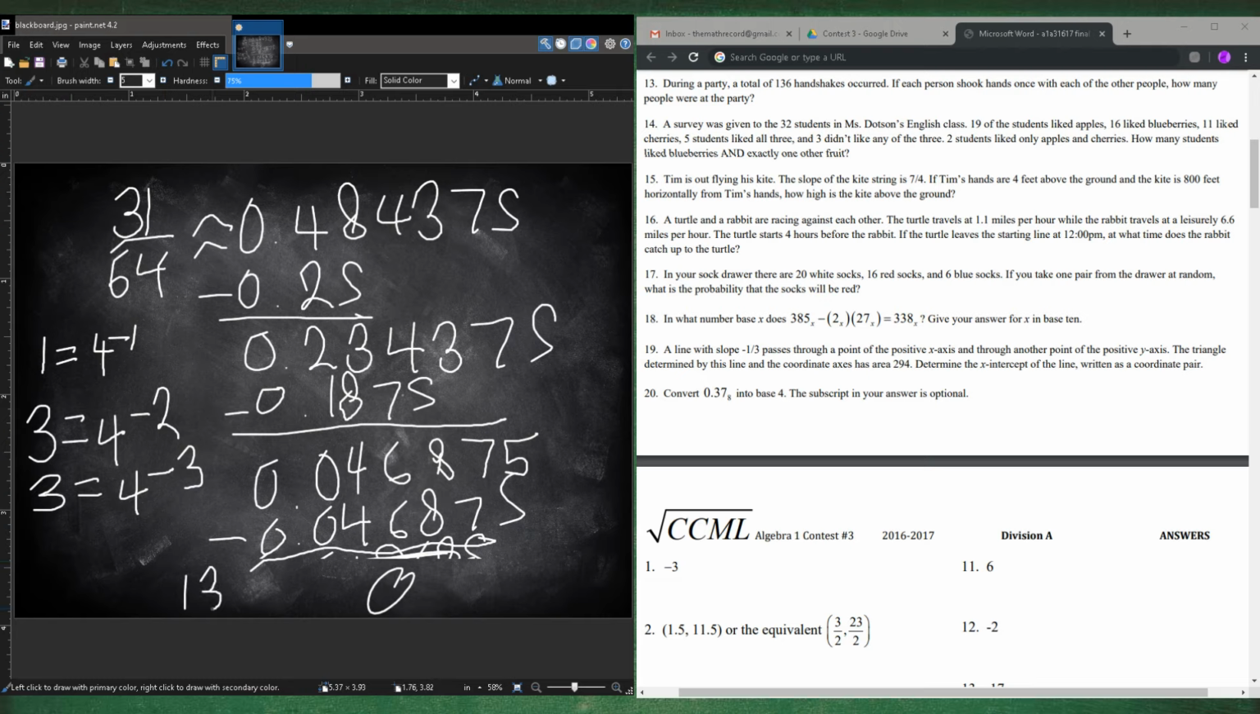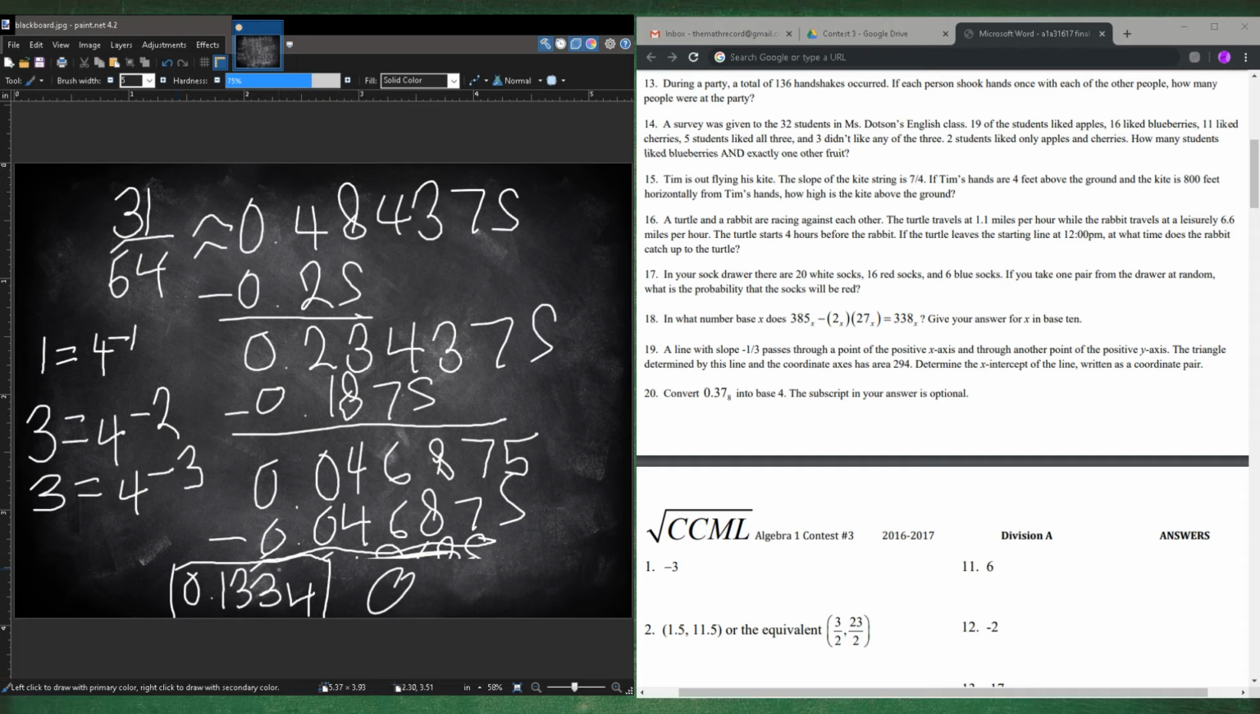So we have 133 in base 4. Sorry, these are negative exponents, so you have to write it in proper notation, which is 0.133 base 4. It's 4 to the negative 1, 4 to the negative 2, and 4 to the negative 3. So that's how you write the answer.